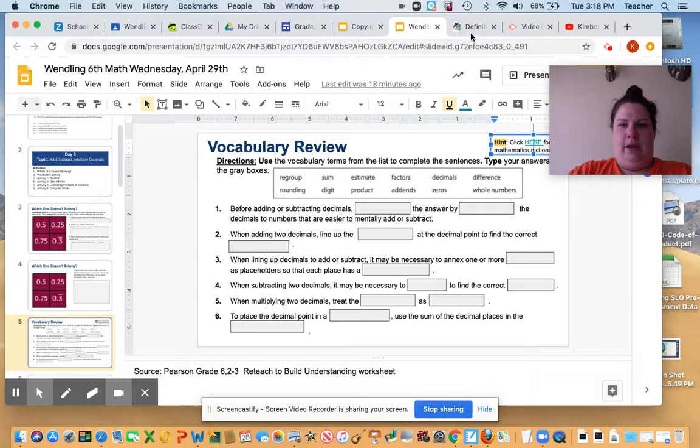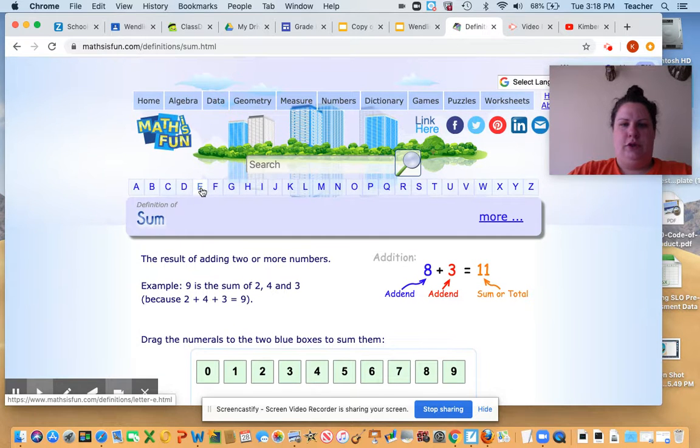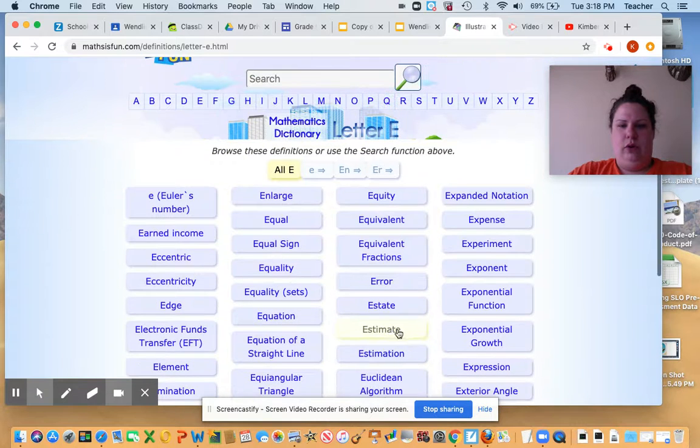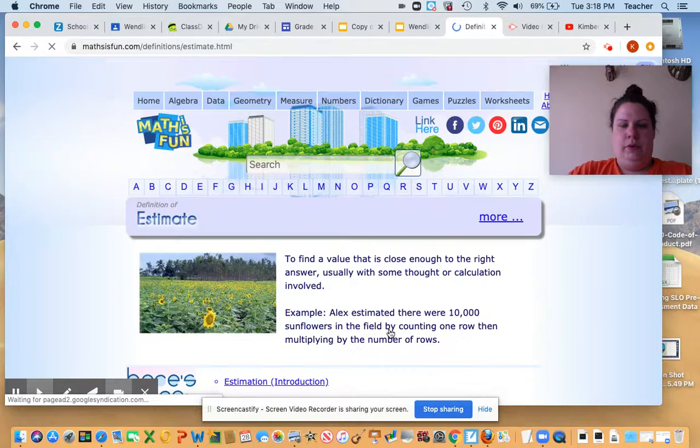Then we have estimate. Estimate starts with E. E-S-T is what we're looking for right here. Estimate. To find a value that is close enough to the right answer, usually with some thought or calculation involved. So, Alex estimated there were 10,000 sunflowers in the field by counting one row, then multiplying by the number of rows. We're estimating because we would not actually count how many sunflowers were in this field.